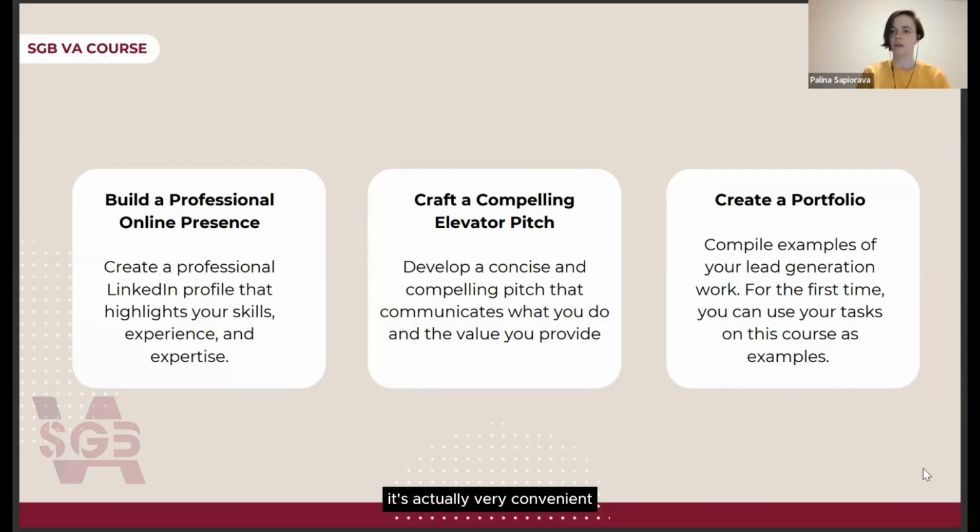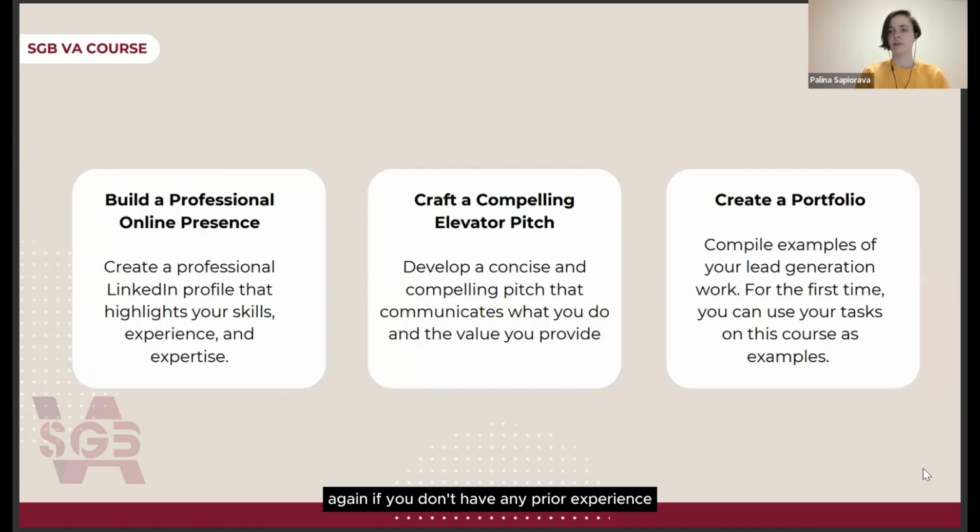It's actually very convenient. For example, where did you work? What did you do? What were your responsibilities, etc. The LinkedIn page is important because it shows the main information about you. It can be used to contact clients, contact leads, etc. Of course, you should develop a compelling elevator pitch to tell about yourself, like what you do, what value you provide, etc. Of course, create a portfolio, for example, with your lead generation work.